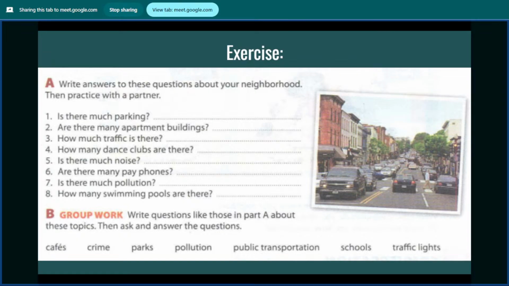Are there many schools in your neighborhood? Yes, there are many. Okay. Sampada, are there many traffic lights in your neighborhood? Yes, there are many traffic lights in my neighborhood. Very good.